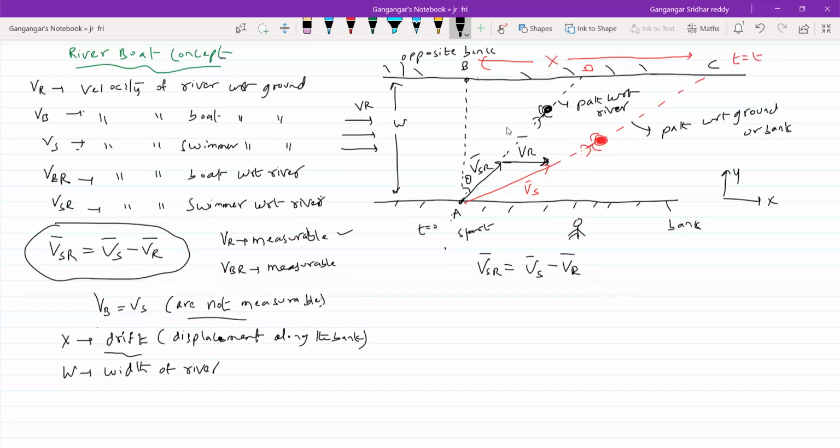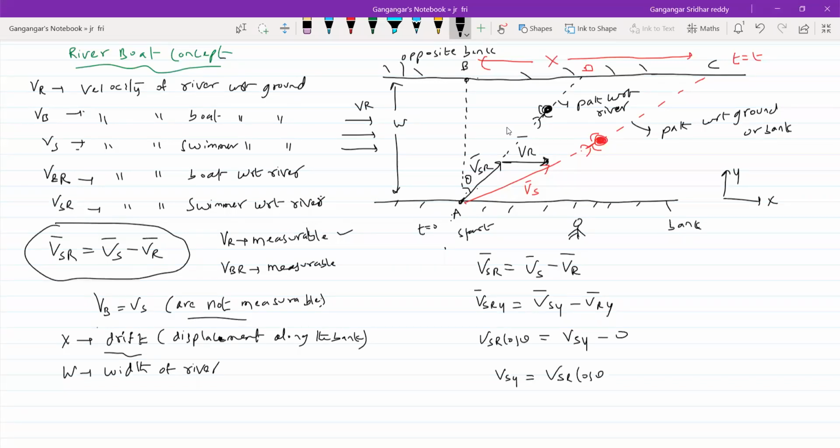So let's go for this one. VSRY equals VSY minus VRY. Do I agree with this, in vector form? What is VSRY? Looking at the diagram, VSR cos theta. What is VSY? Velocity of swimmer with respect to ground along the y-axis. VRY: how is the river flowing? Along the x-axis. What is VRY? It is zero. You can see from the diagram, the river is flowing along the x-axis. So VSY is equal to VSR cos theta.